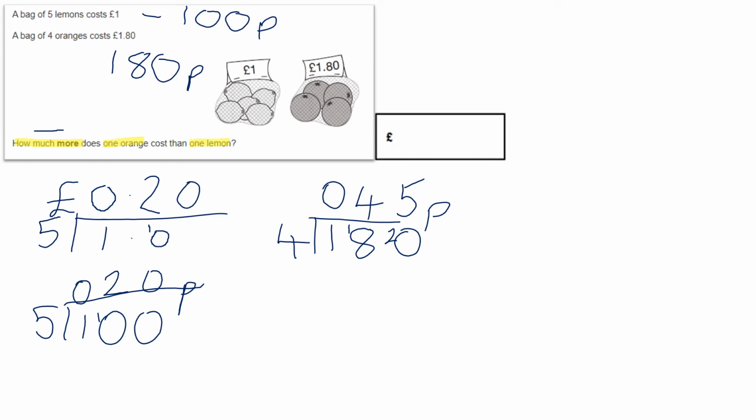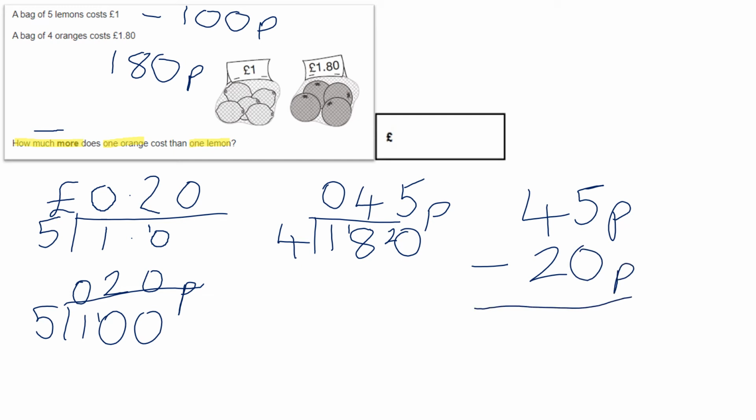How much more does 1 orange cost than 1 lemon? Well, hopefully we can work that one out in our heads, but just to check, we'd said that 1 orange was 45 pence, and we'd said that 1 lemon was 20 pence, and we know from the how much more that we are taking away. 5 take away 0 is 5, 4 take away 2 is 2. Now that's 25 pence, but let's just look at the answer box. Absolutely give yourself 2 marks if you got that.